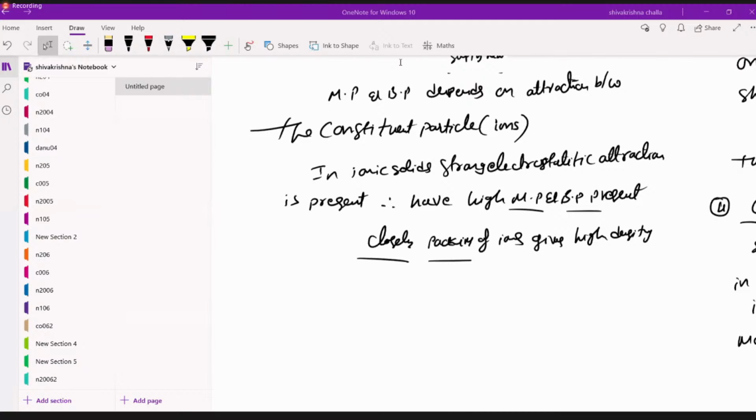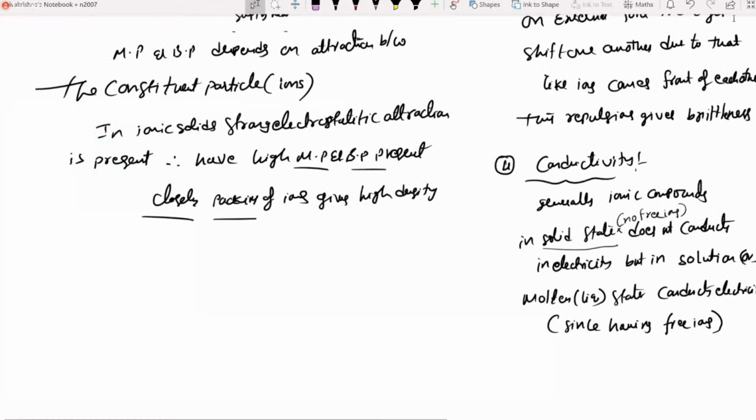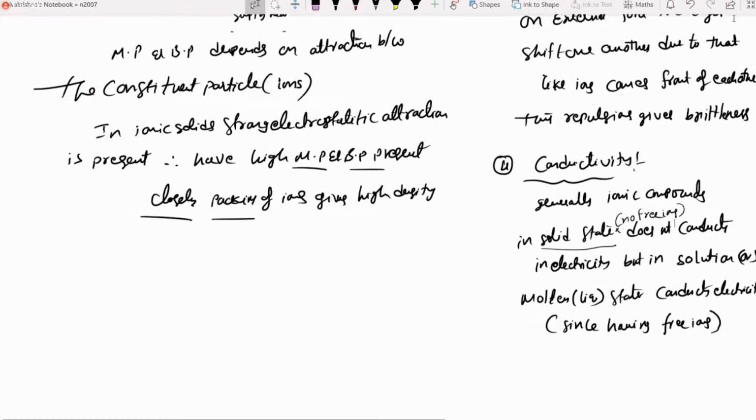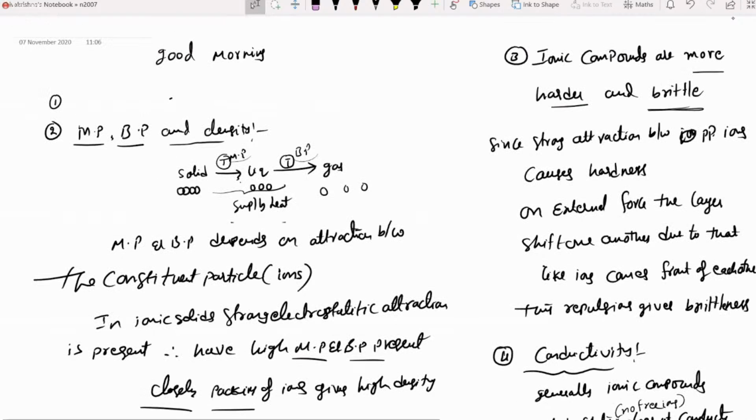Sir, scroll up, sir. I will send you the notes, okay? And number 2. While I am writing, where will you go? Sir, what is the doubt here? Sir, I missed that, sir. Melting point. Okay, sir. Is it right?